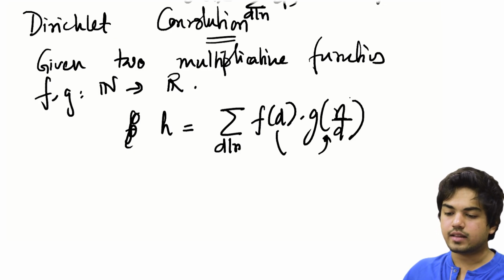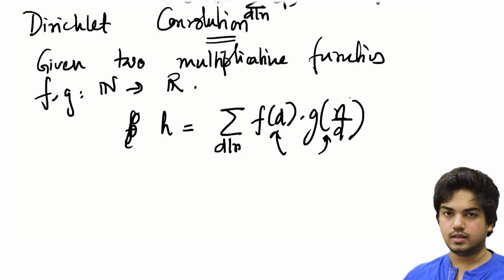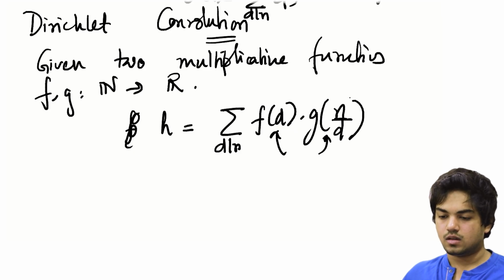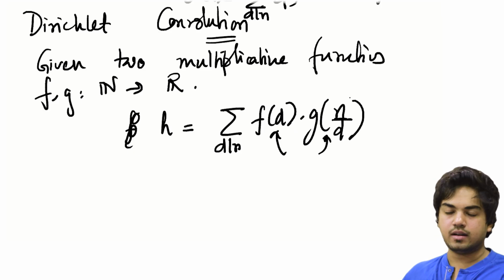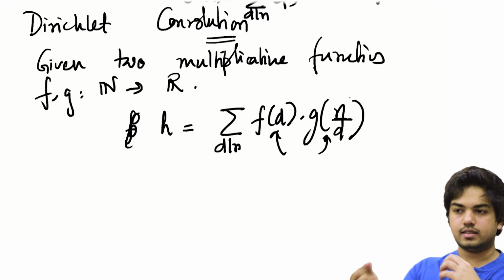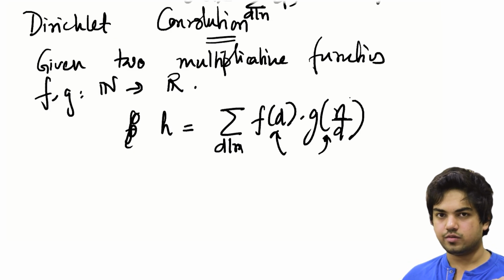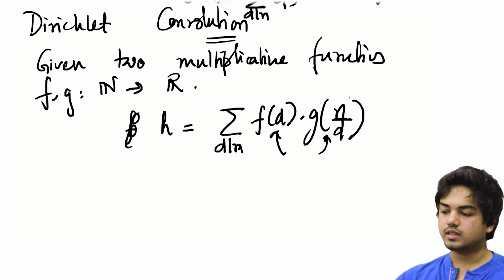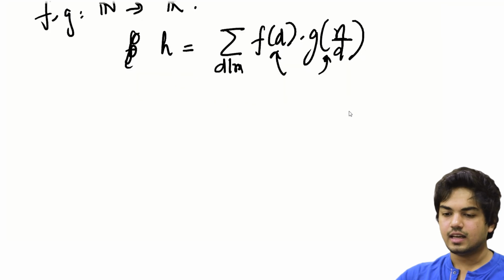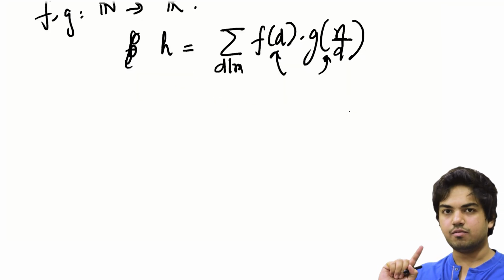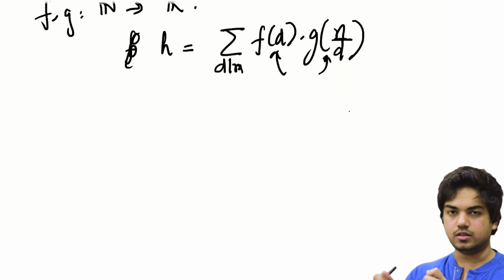d and n by d are like the complementary divisors of each other, right? d times n by d is equal to n, so you just get these complementary pairs of divisors. So why is this called convolution? The idea of convolution is very interesting. In some way, you're sort of matching complementary pairs of values of these numbers. So stuff like this shows up a lot.